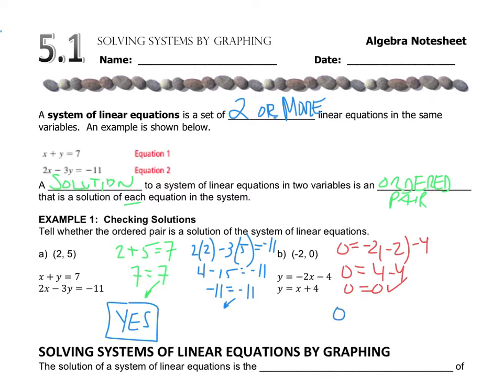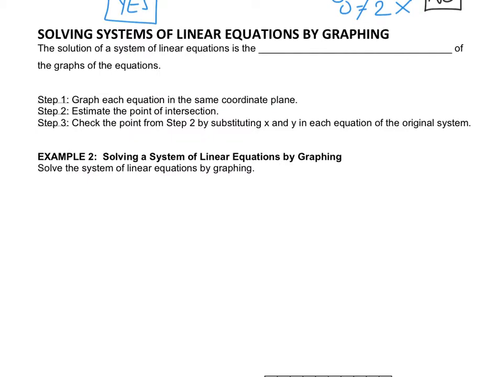Now the 0 goes in for the y, negative 2 plus 4. 0 does not equal 2. So it does not work for the second one, which means the answer is no, it is not a solution. Even though it was a solution for the first one, it is definitely not a solution to the second one. It has to be a solution to both, like letter A, not just one or the other.